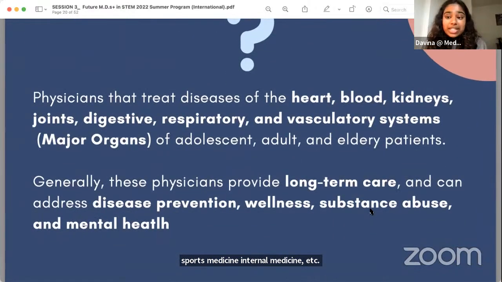All right, so for this next specialty, physicians in this one treat diseases, disorders, and conditions involving your heart, blood, kidneys, joints, your digestive system, your respiratory system, your vascular system. So basically all of your major organs, and it's mostly for adolescents, adults, and elderly patients. We don't see this as much for infants and children, so not as much for pediatric patients. And generally, physicians in this field are providing long-term care, perhaps disease prevention, wellness, substance abuse, mental health issues, etc.